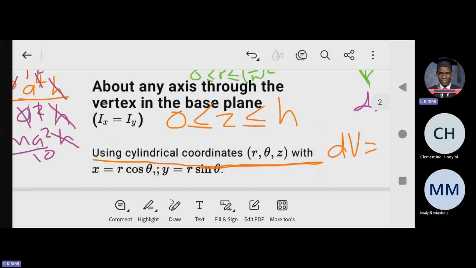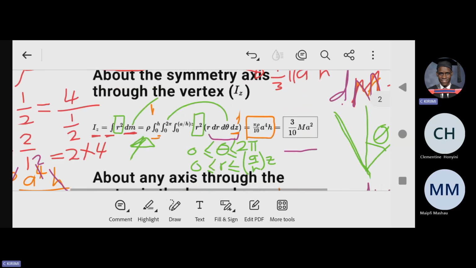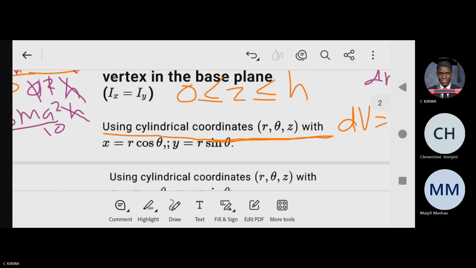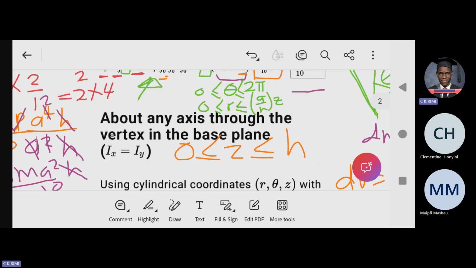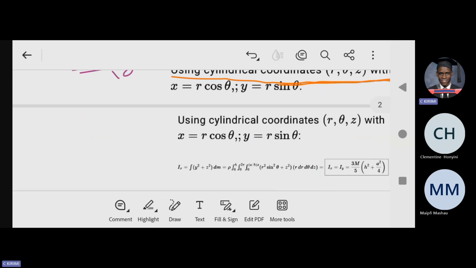The moment of inertia about the axis through the vertex. At first we were talking of the moment of inertia along the cone's symmetry axis, which is the z-axis. Now we are talking of the moment of inertia through the vertex, the vertex at the base. The moment of inertia in x will be the same as the moment of inertia in y. Why is it like that?